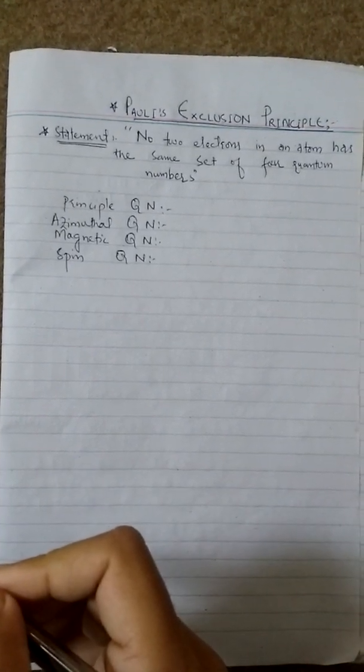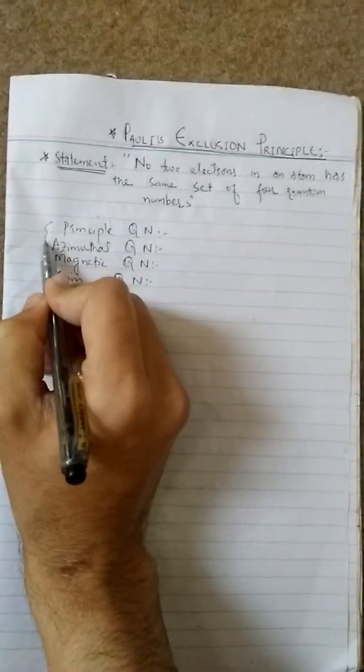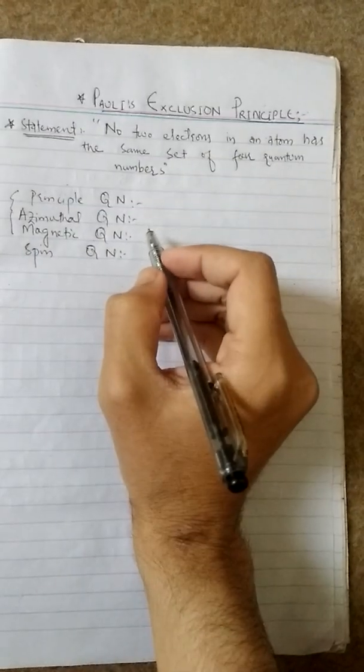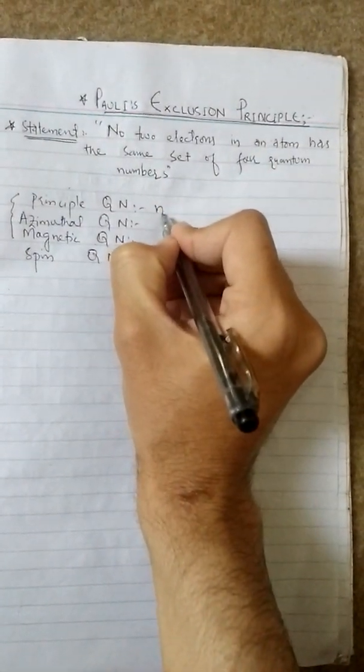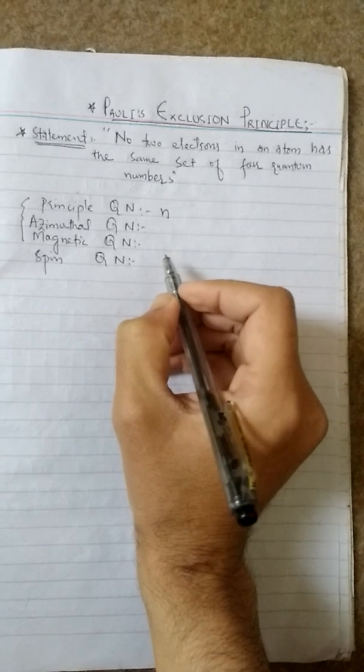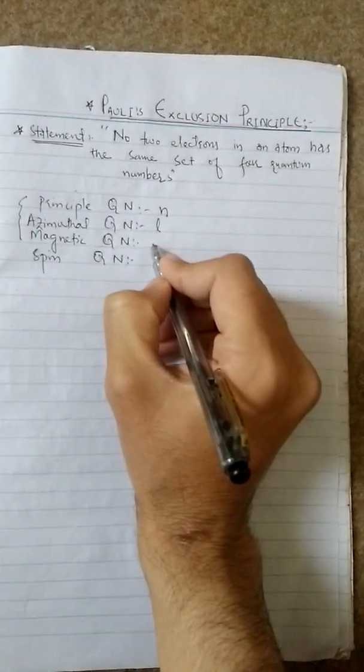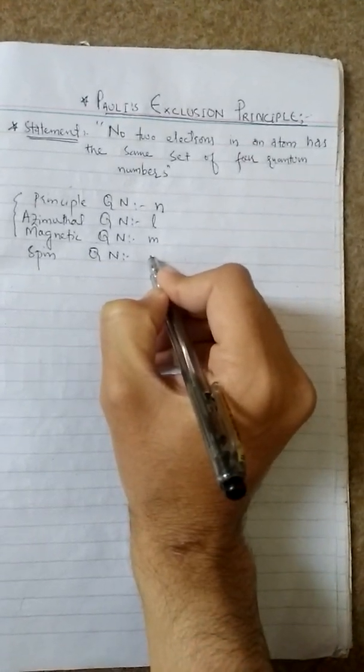Of these quantum numbers, the first three, that is the principal quantum number, azimuthal quantum number and magnetic quantum number, are derived from the very famous equation called the Schrodinger equation, and the spin quantum number is not from that equation. The principal quantum number is denoted by n, which is the 2n square. Azimuthal quantum number is denoted by L, magnetic quantum number by M, and spin quantum number by S.